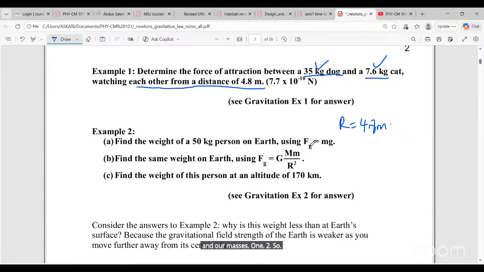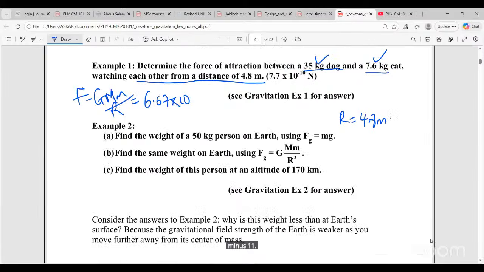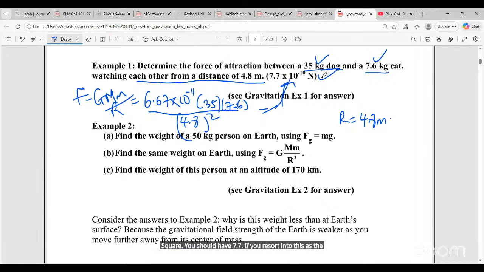So if you insert those values in the formula, that will be G, 6.67 times 10 raised to power minus 11, multiplied by 35 multiplied by 7.6, divided by R, which is 4.8 squared. It should result in this as the answer. That is what you will have there.